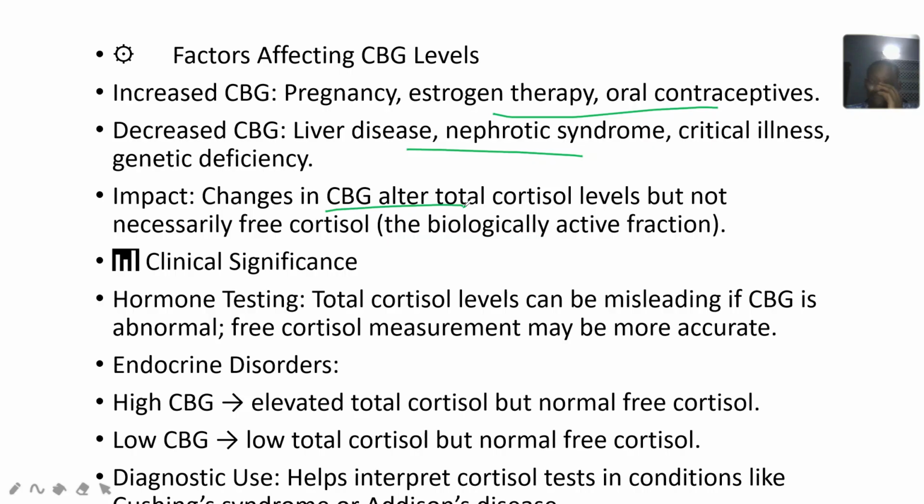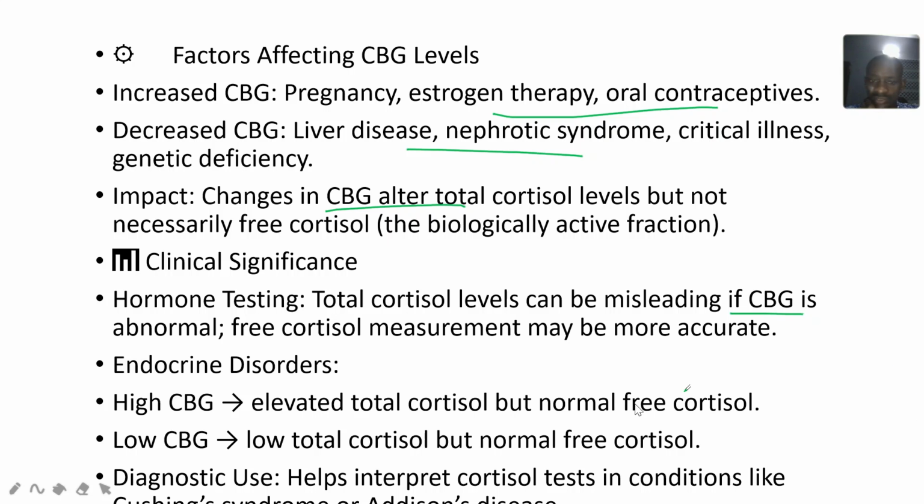Do you understand? So the clinical significance is that total cortisol levels can be misleading if the CBG is abnormal. So if you want to actually measure cortisol levels and get the right results, always measure the free cortisol. That's the one that the CBG has released.